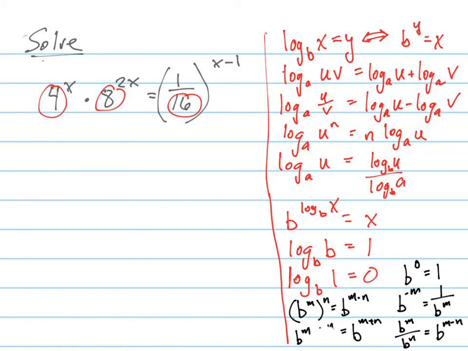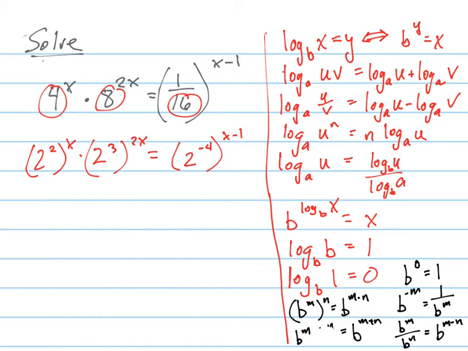So this would be 2 squared to the x. This would be 2 cubed to the 2x. And this is where a lot of people get confused: 2 to the negative 4 to the x minus 1. Watch other videos if you don't understand that.